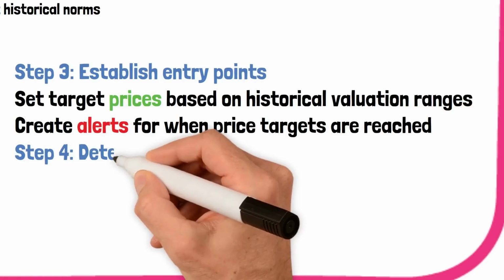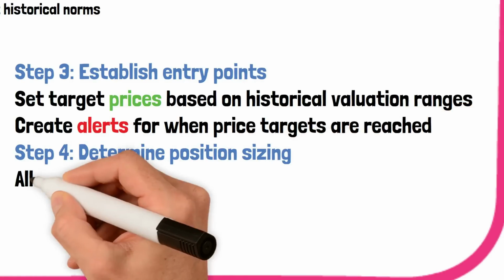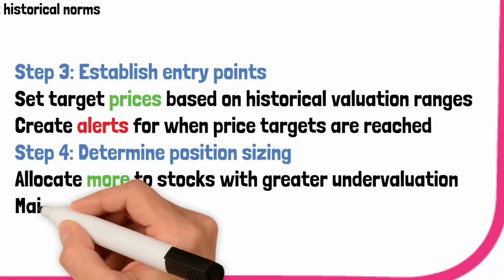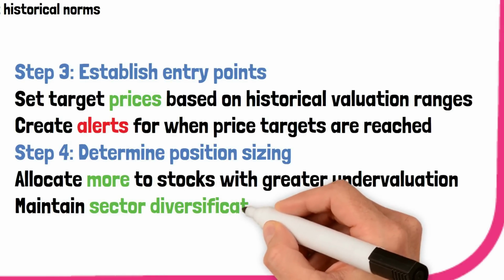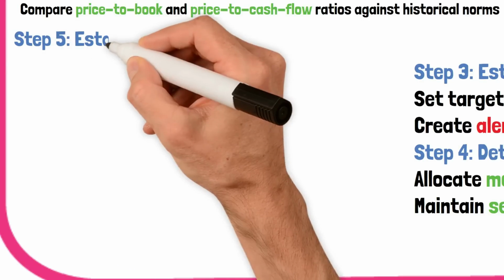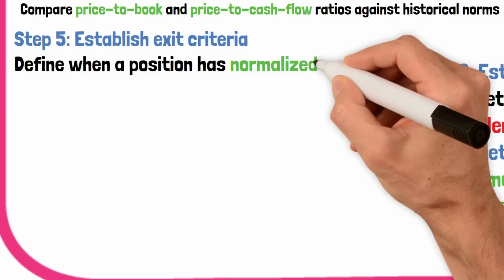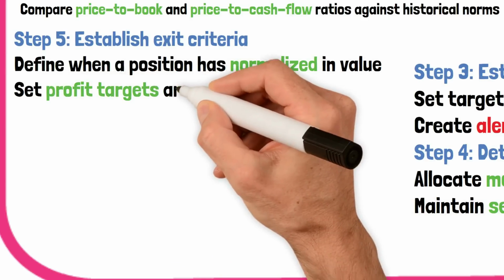Step 4. Determine position sizing. Allocate more to stocks with greater undervaluation. Maintain sector diversification. Step 5. Establish exit criteria. Define when a position has normalized in value. Set profit targets and recycling plan for capital.